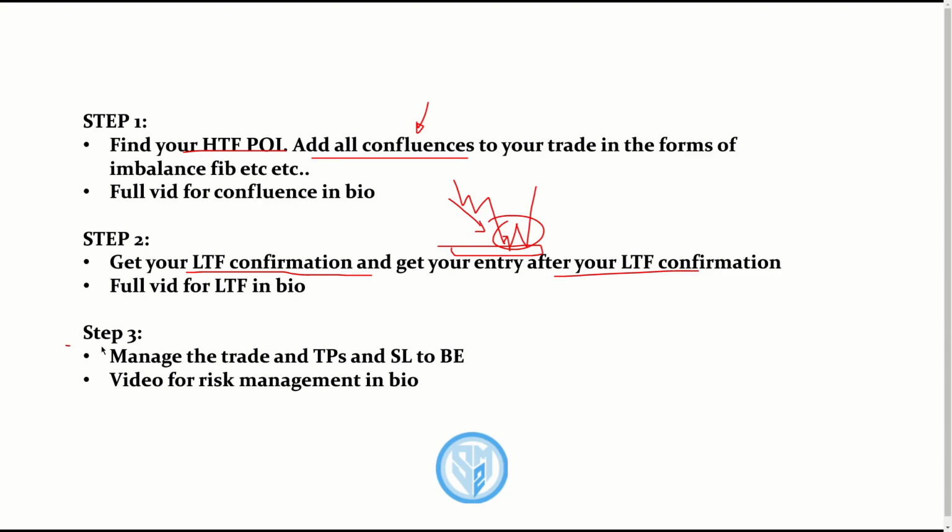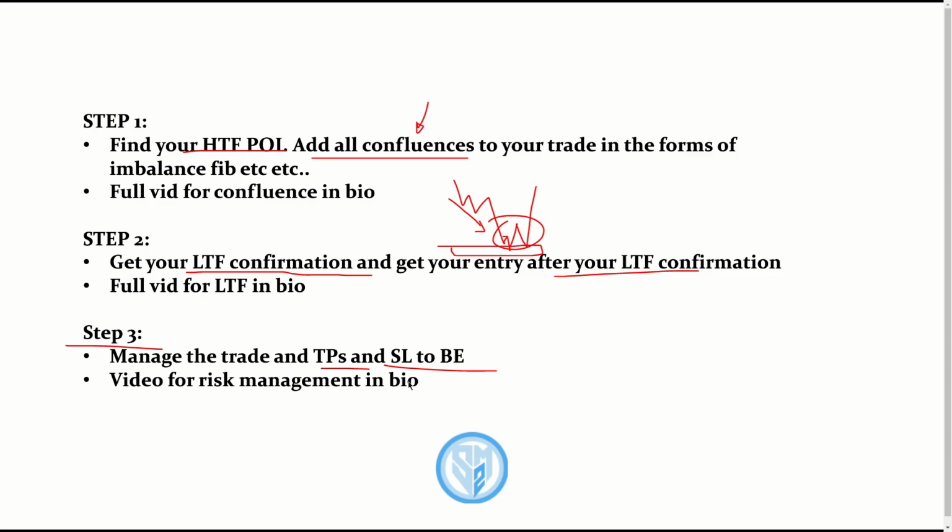Step number 3, manage the trade, taking partials and setting your stop loss to break even. Again, I cannot stress the importance of taking partials and setting your stop loss to break even, because not only will this guarantee you some profits, it will also help you psychologically as a trader, because we all know emotions are one of the biggest parts of trading. And if you're not managing your trade in a systematic or mechanical way, then you're more likely to not secure all the profits you can, or make mistakes while managing your risk, and so on and so forth.